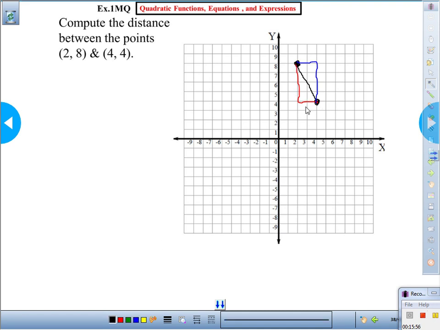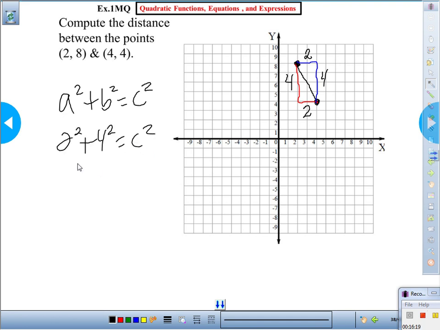So what is A? 2. Very good. What is B? 4 and 4. Well, it doesn't matter which one's A or which one's B, as long as A and B are 2 and 4, or 4 and 2. So A squared plus B squared equals C squared. 2 squared plus 4 squared equals C squared. What is 2 squared? 4. 4 squared, 16. C squared. 4 plus 16 is 20 equals C squared.